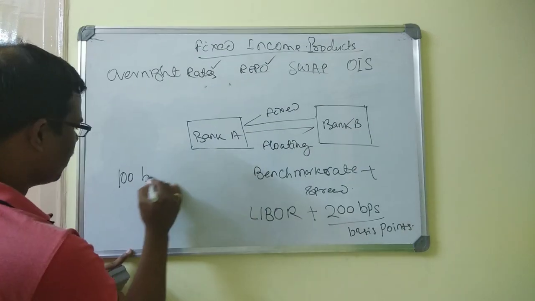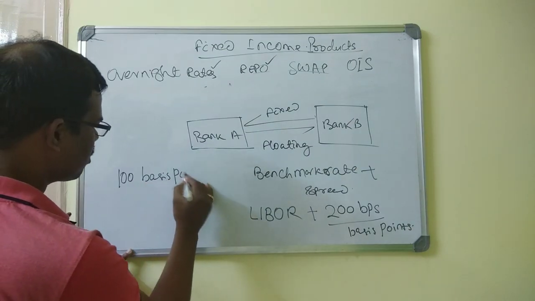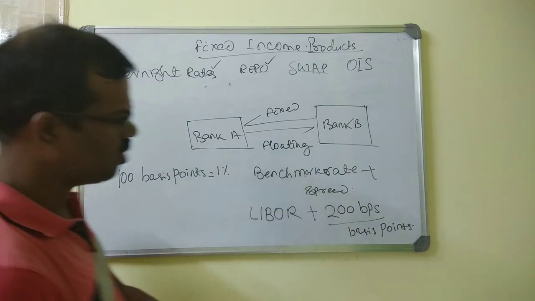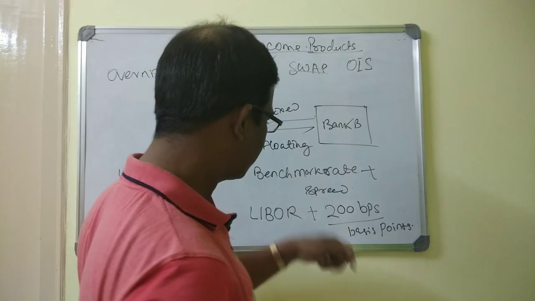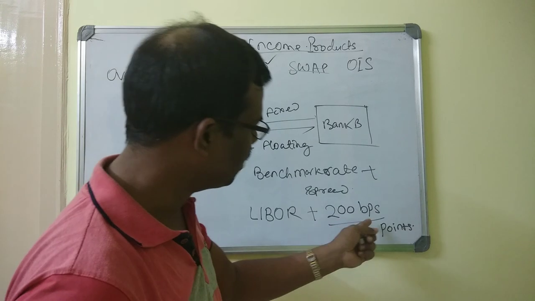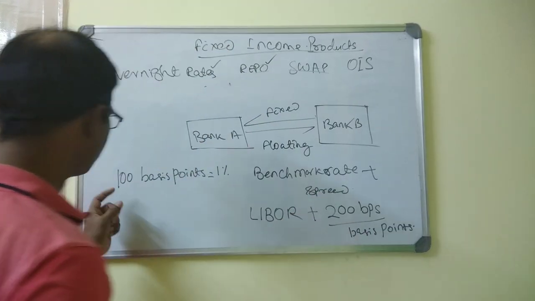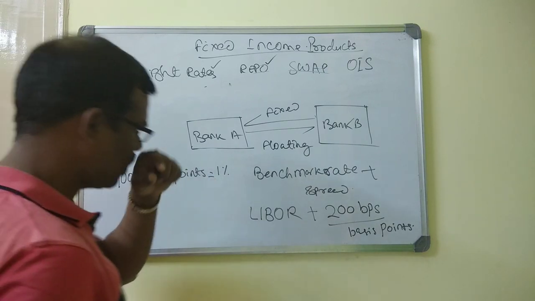100 basis points is equal to 1%. You will frequently be asked this in your finance exams, and you will find spreads mentioned in BPS terms. So you should remember that 100 basis points is equal to 1%.